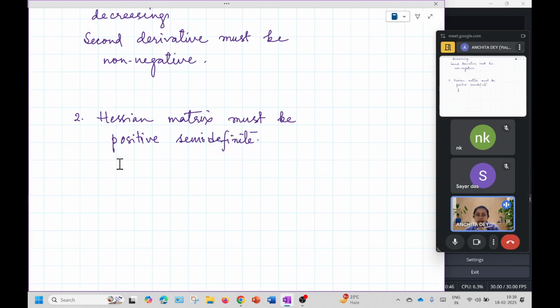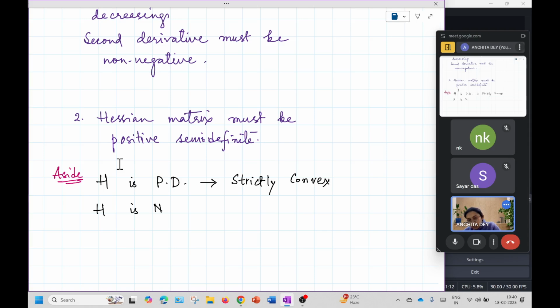So just as a side, we can also say, if the Hessian, I'll just write it as H here, is positive definite, then we have a strictly convex function. If the Hessian is negative semi-definite, then we have a concave function. And if the Hessian is negative definite, then it's quite obvious we will have a strictly concave function.